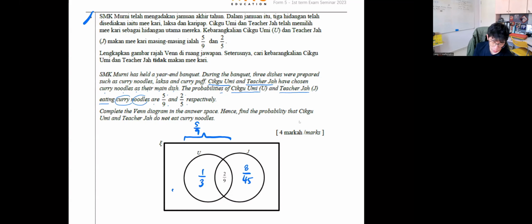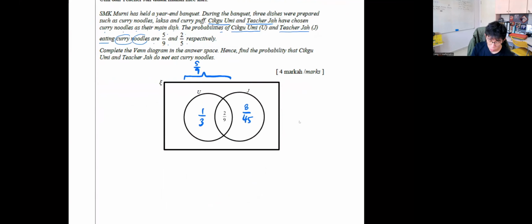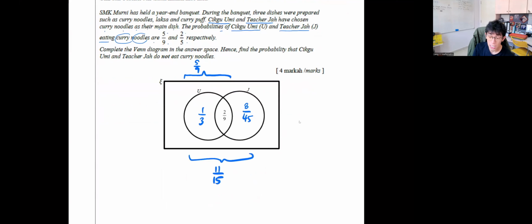Next, can you tell me what this is? Because there's a universal set, we just add up everything. So 1/3, we test it out and see whether it is 100%. 1/3 plus 2/9, and then plus 8/45. You notice these three things give you a total of 11/15 only. So this remaining part is actually 4/15. Done, I already get my 4/15 there, so I put that 4/15. After I erase it, obviously if you add up all the fractions, you will get 1.